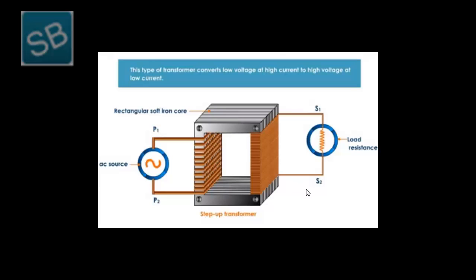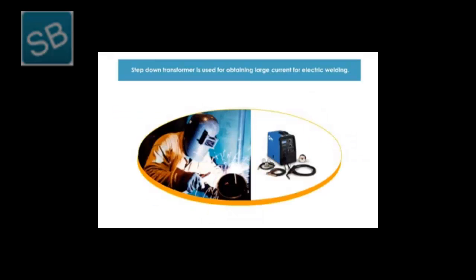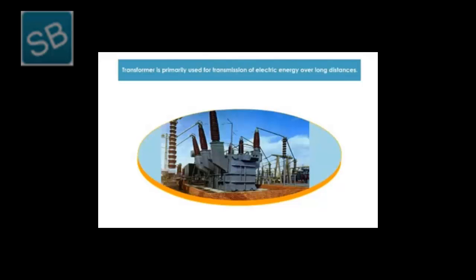And now we will see the applications of transformer. First of all, the step-down transformer is used for obtaining the large current for electric welding. Then the transformer is primarily used for transmission of electric energy over long distances, which you can also see from the figure.